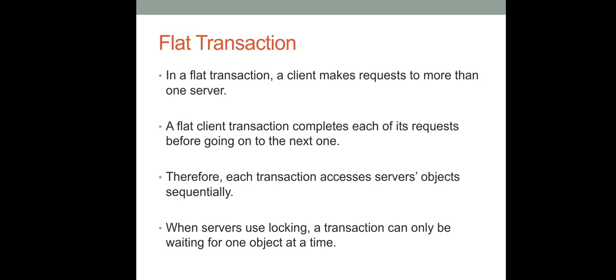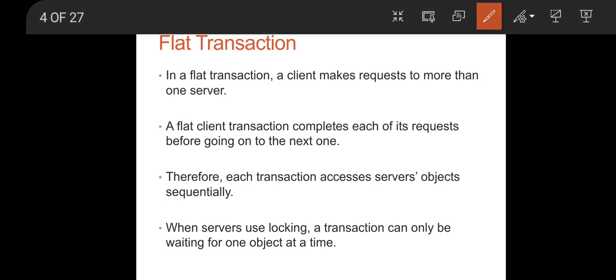In the case of a flat transaction, all the operations which are going to access different servers, because the objects having the data are present on different servers, will be executed in a sequential manner, that is, one after another. So the transaction will go to one server, lock the object having the required data, use that object for the data, and finally unlock it. Then again it will go to another server, lock the object, use the data and unlock it. So this is how a flat transaction works.